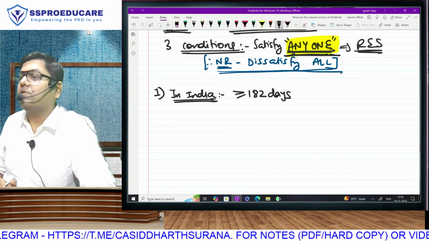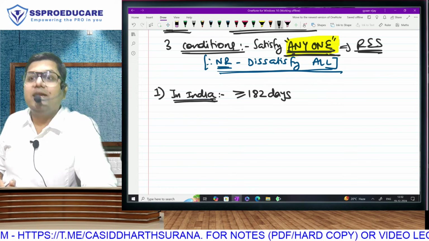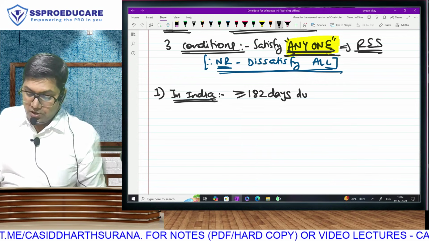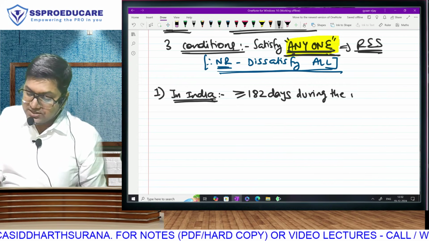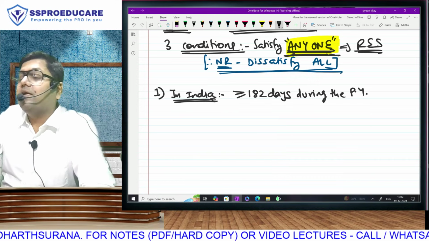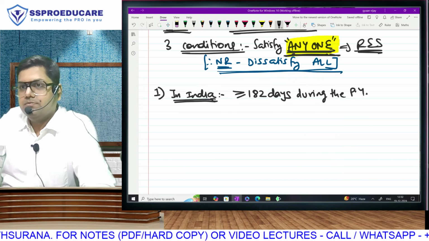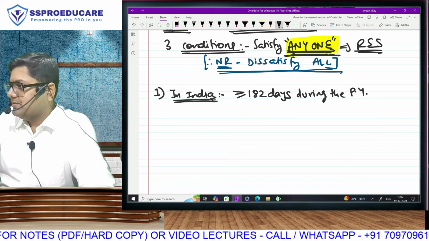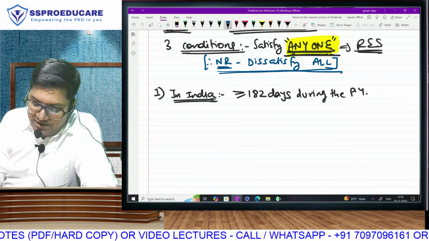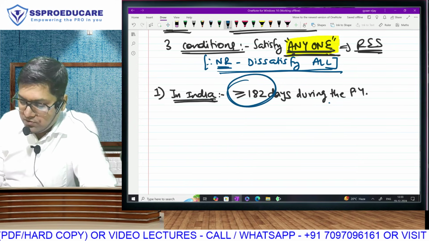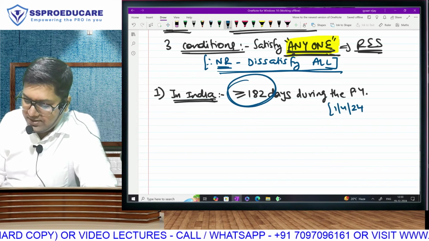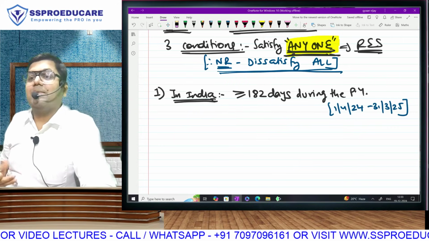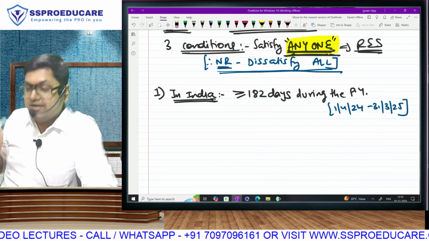So 182 or more, equal to also being covered. If you were physically present in India for a period of 182 days or more during the previous year. And this is why it is very important that you clearly know in your mind, sir, which is the applicable previous year for my exam. That means when I have to check this stay, I am going to check the period 1st April 24 to 31st March 25. For your exam, May 25, September 25 or Jan 26, it has to be this.